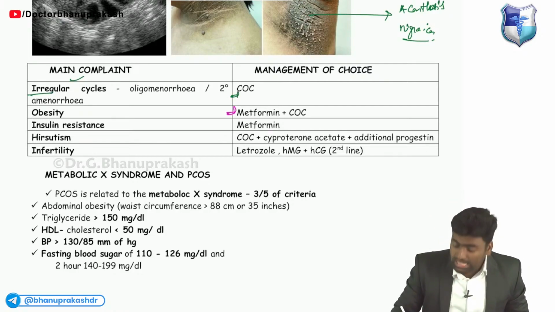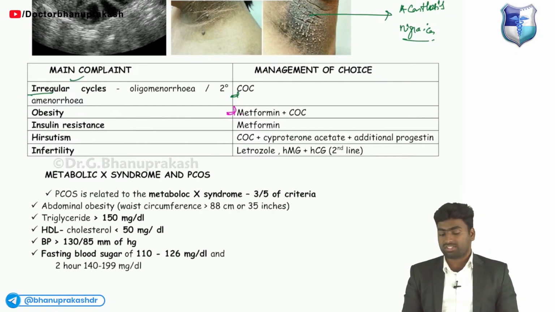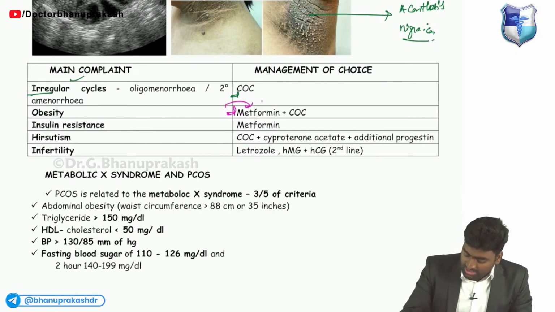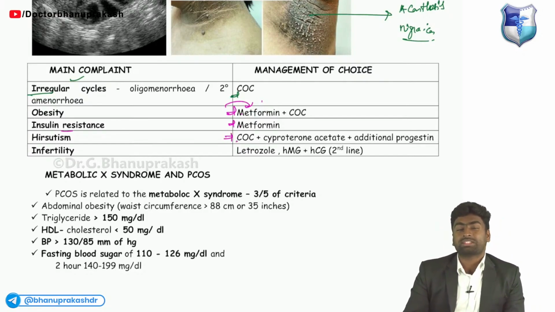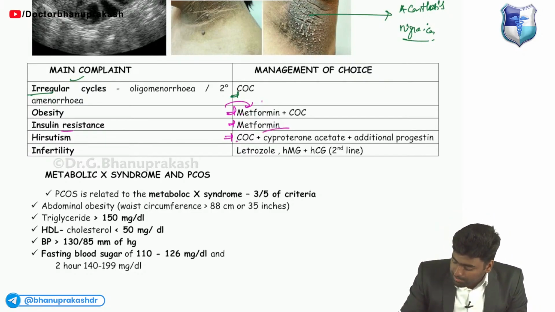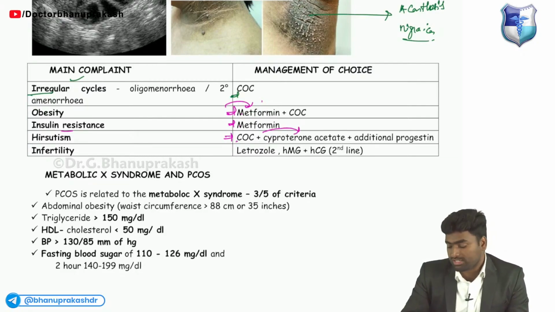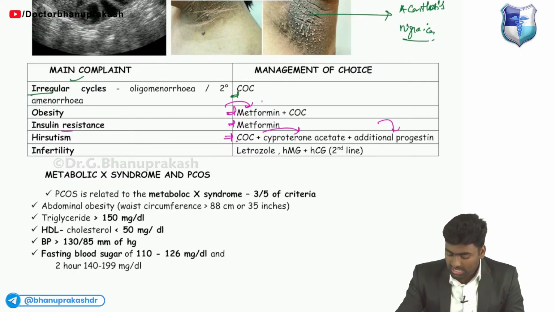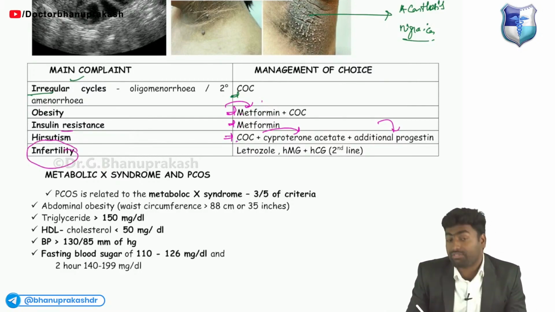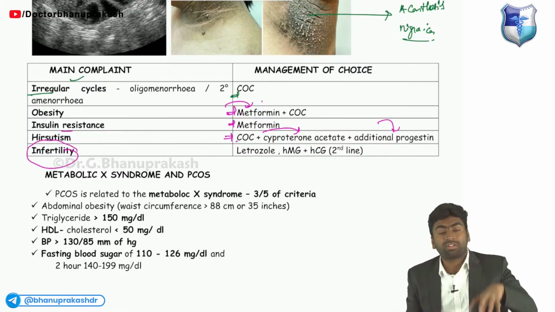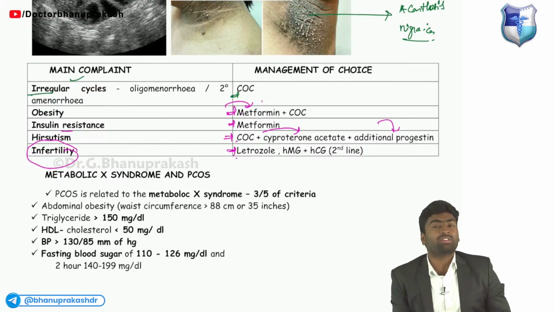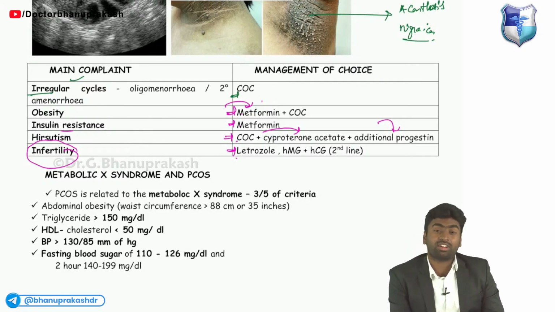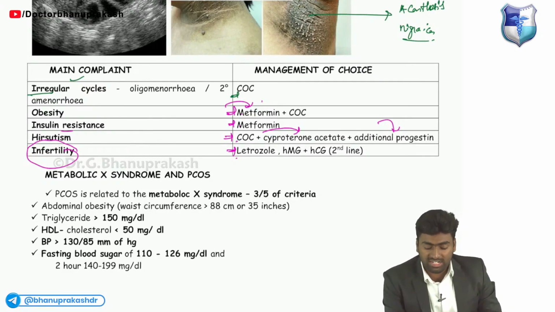Next, about obesity. Obesity is mainly because of insulin resistance. So for obesity and insulin resistance, we'll give metformin. Whereas if they come for hirsutism, we can start with combined oral contraceptive pills followed by cyproterone acetate or additional progestins. Whereas in a case of infertility in PCOS, the preferred drug now is letrozole, followed by which we can use HMG and HCG for ovulation induction. So these are the drugs we'll use.